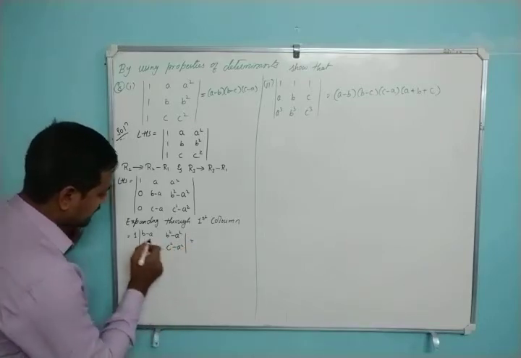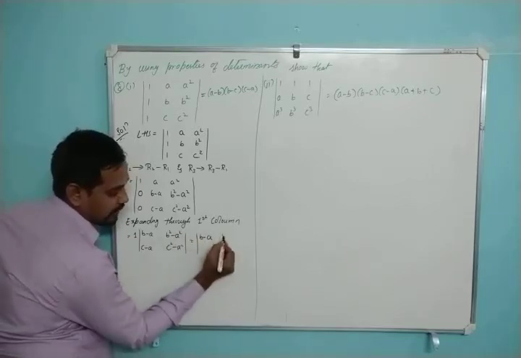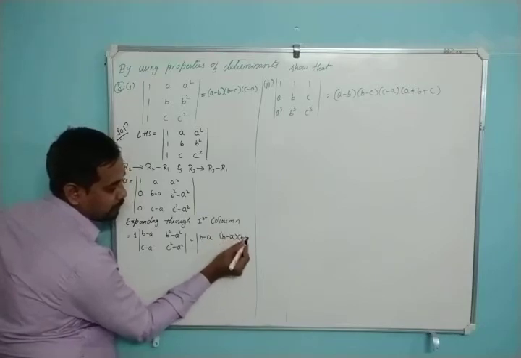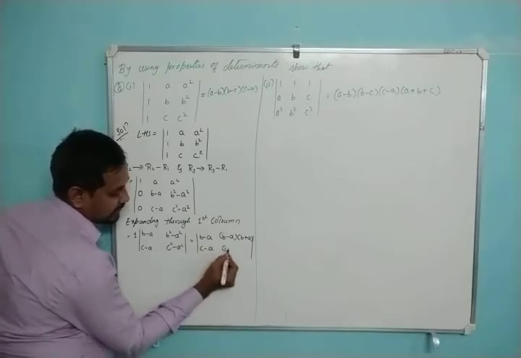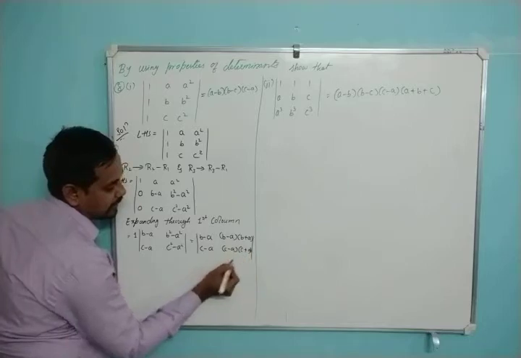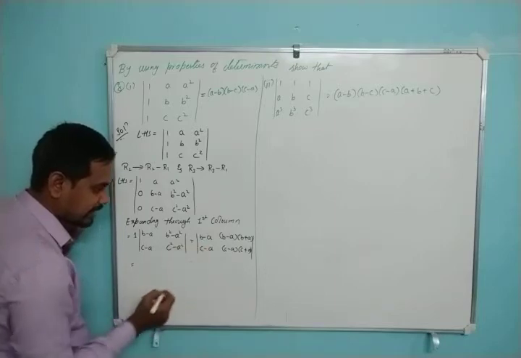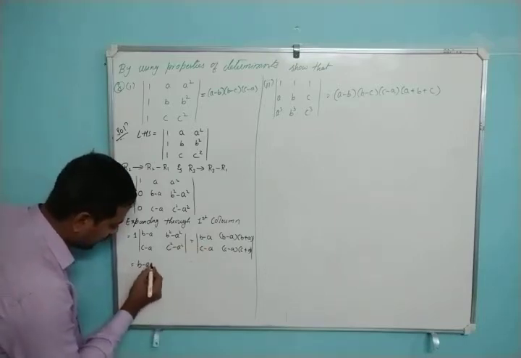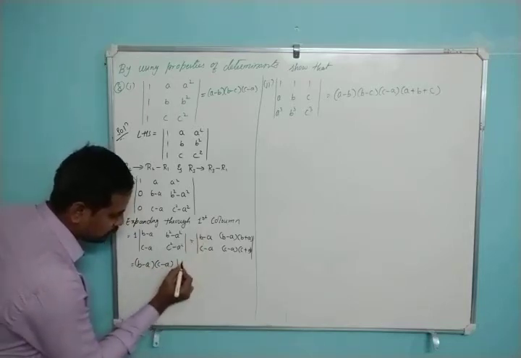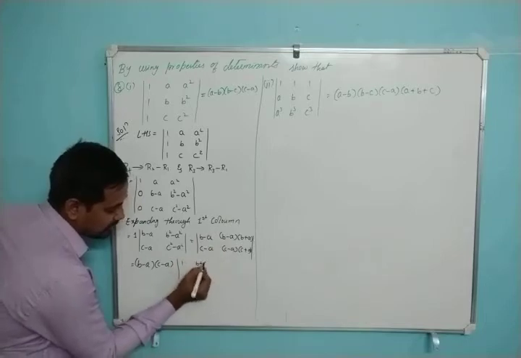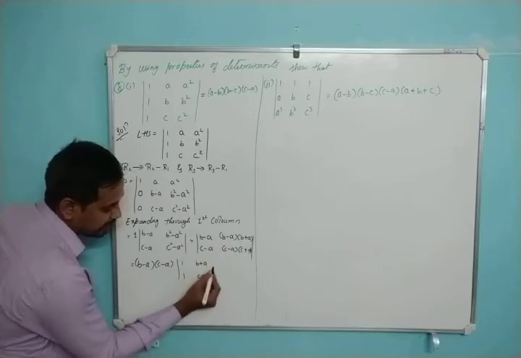So this can be written as b minus a. B square minus a square can be written as b minus a into b plus a. Similarly here, c minus a and c minus a into c plus a. So now I can take b minus a common from the first row and c minus a common from the second row: b minus a into c minus a. So what remains? b minus a is gone, 1. Here b minus a is gone, b plus a. And here c minus a is gone, 1. c minus a is gone, c plus a.